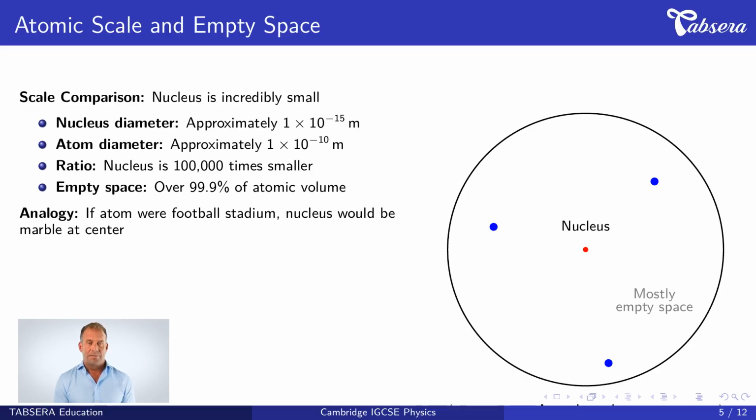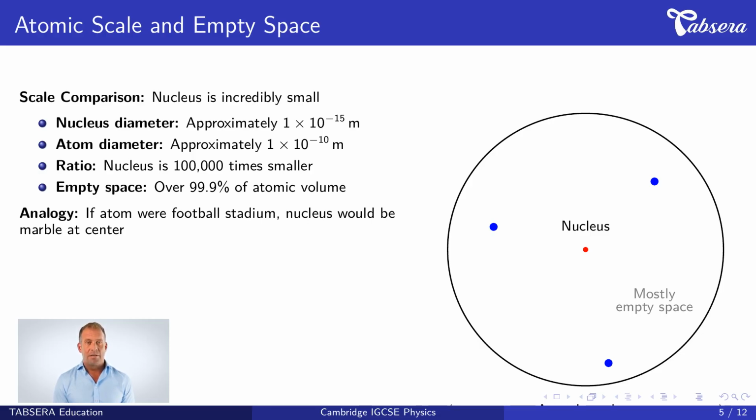Now we examine atomic scale and empty space. This concept reveals the incredible size differences within atoms. The nucleus diameter is approximately 1 times 10 to the power minus 15 meters. That's 0.000000000000001 meters. The atom diameter is approximately 1 times 10 to the power minus 10 meters, or 0.0000000001 meters. The ratio shows the nucleus is 100,000 times smaller than the entire atom.